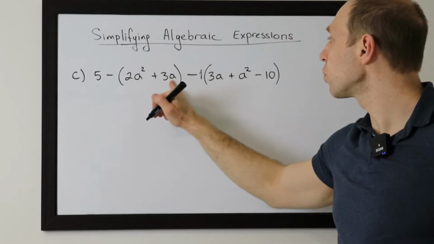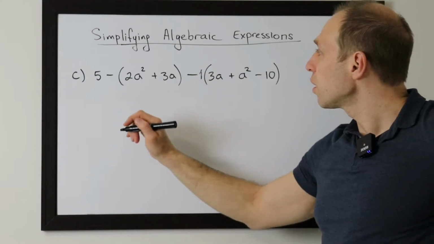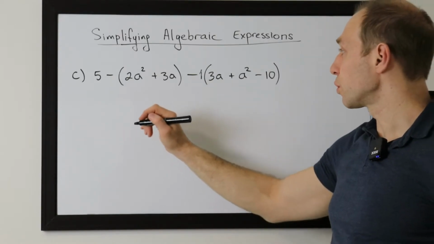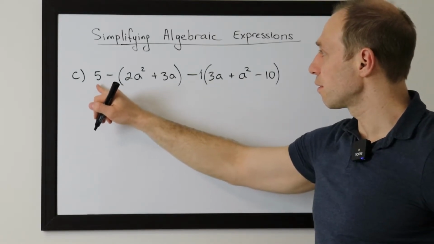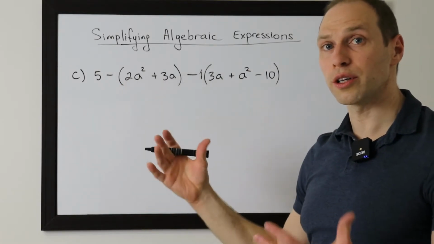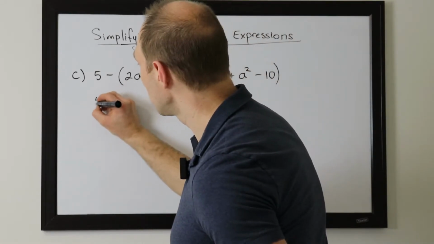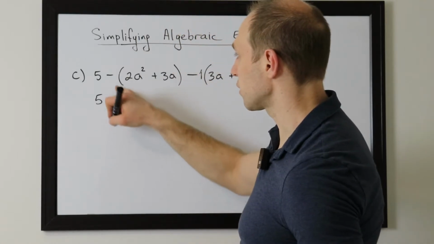In this case we cannot. So the first thing we're going to do is take the bracket and try to open it up. So the 5 stays as is.